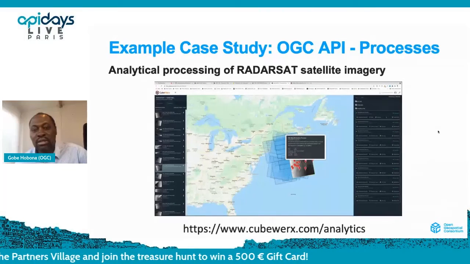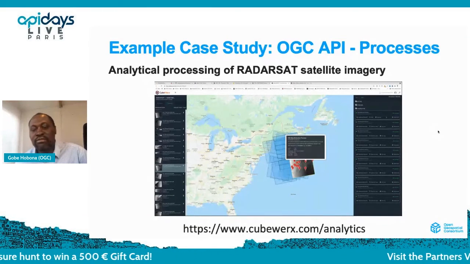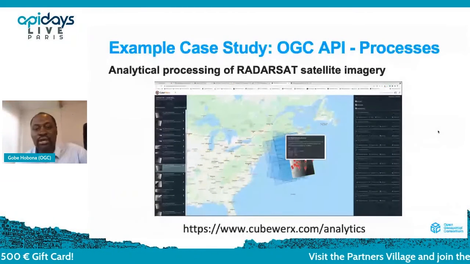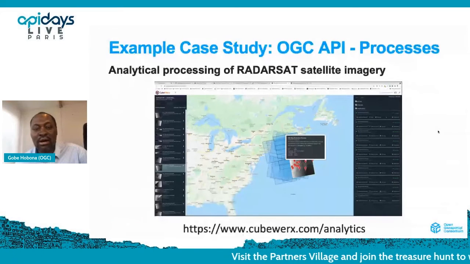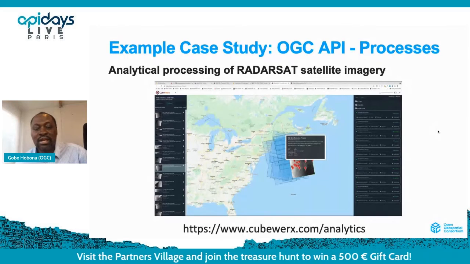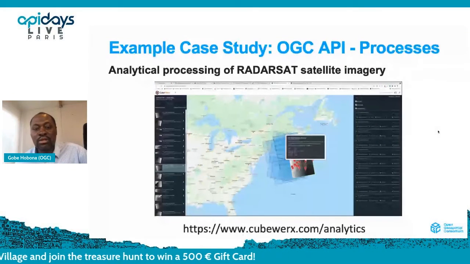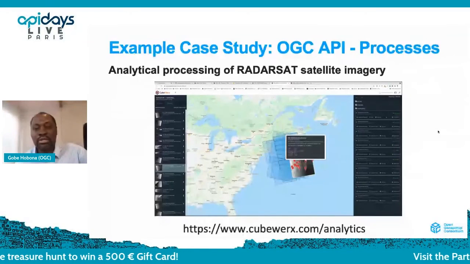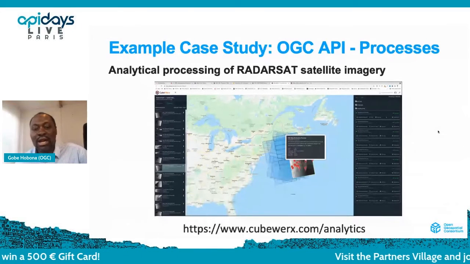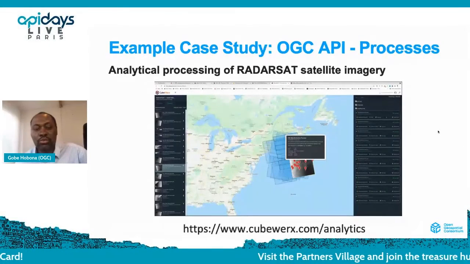One example application of this is, for instance, if vessels have switched off the automatic identification system or AIS system devices, this OGC API processes solution allows for satellite imagery to be processed in real time and to identify and locate those vessels.